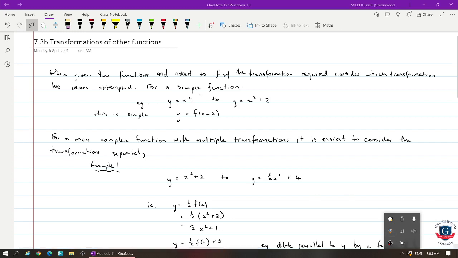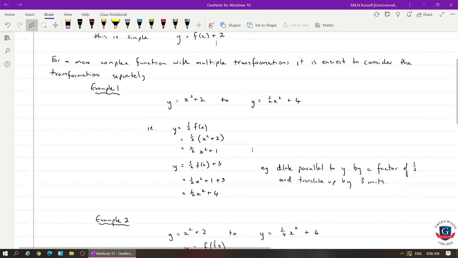So in this case, we're just thinking about how do we get from y equals x squared to y equals x squared plus 2? Well, all we're doing is translating it up 2. So that's nice and easy.